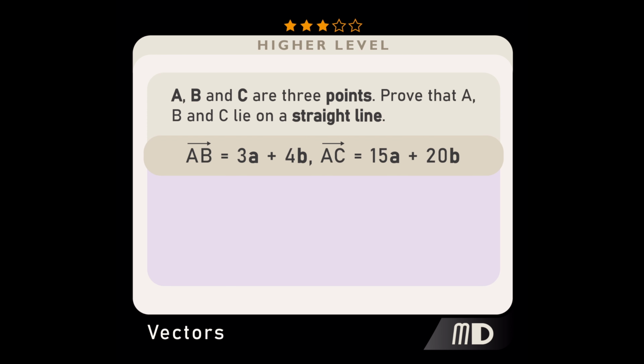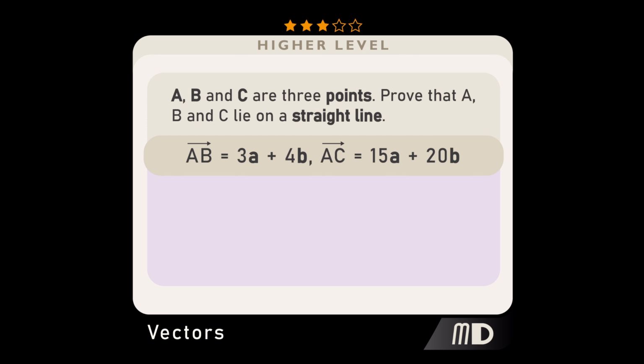Answering this question is a 2-step process. First, we need to find the scalar multiple of the a components of each vector, and the scalar multiple of the b components of each vector, before demonstrating that one vector is a scalar multiple of the other.